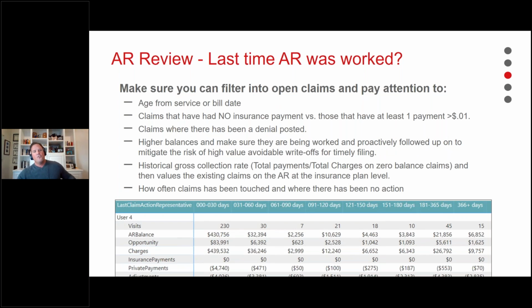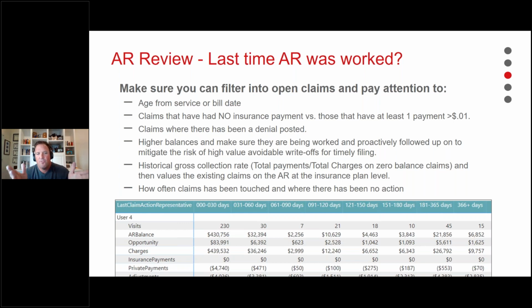Just one user view: you need to be able to set real-time filters. You're going to want to say, show me all the open claims greater than 60 days, for example, right? Show me only claims where there's been no insurance payment. Show me only claims that have had a denial posted. Show me only claims greater than $500, right?